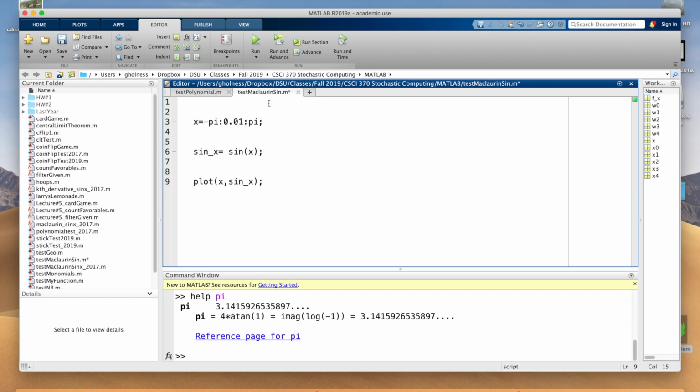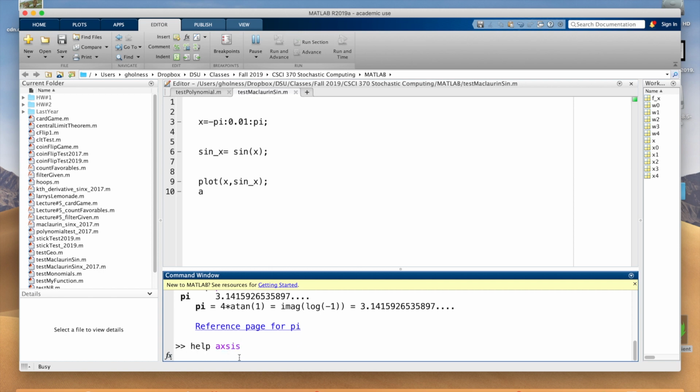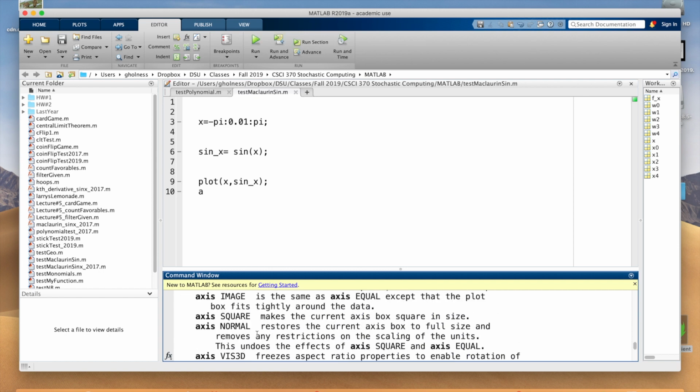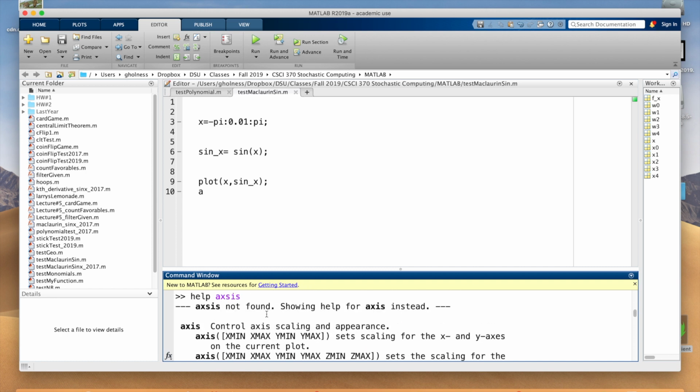Okay, so I'm going to set the axes. I can't remember how to do that. Help axis. And you give it the x and the y range. And we're going to set the axes so that this thing stays the same size, same scale. X min, X max, Y min, Y max.